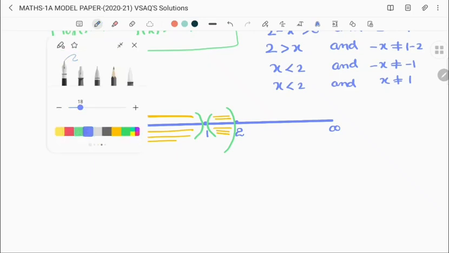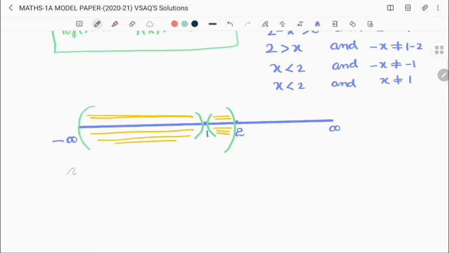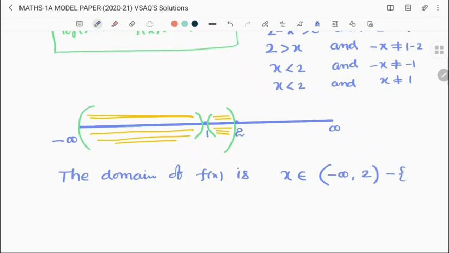You can write two ways. The domain of f of x is, in that first, that means x is less than 2, we can write like this. Domain of f of x, x belongs to the open interval of minus infinity to 2. In this interval 1 should not be there.